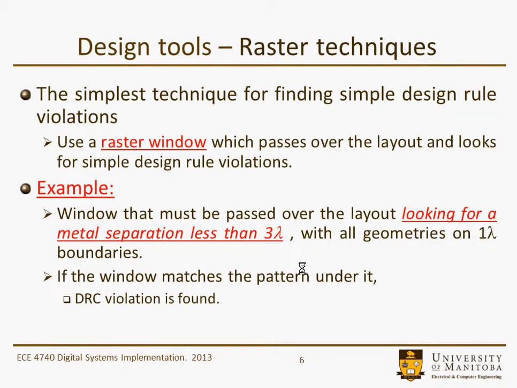So here's a couple of techniques for looking for design rules. The simplest is just a raster scan, and this is passed over the layout and looks for very simple design rule violations. A simple example coming up shows a metal separation less than 3 lambda, where lambda would be some parameter associated with distance. So if the window matches the pattern, a DRC violation is found.